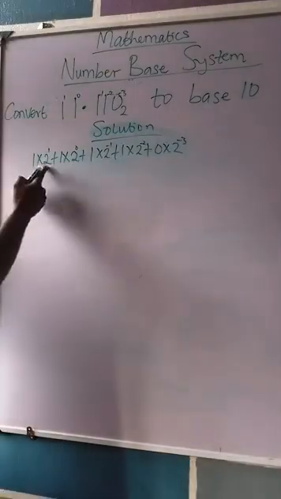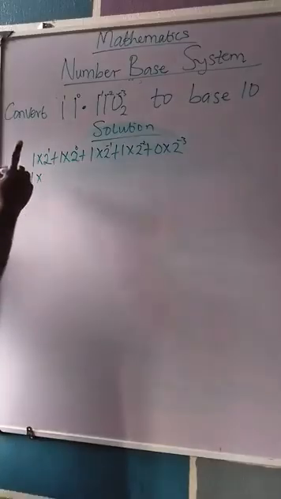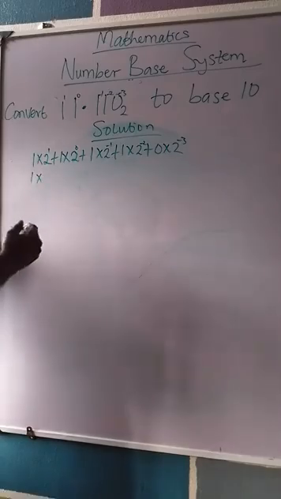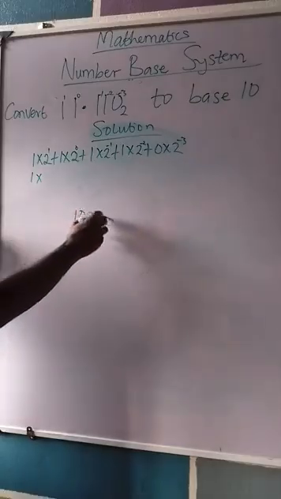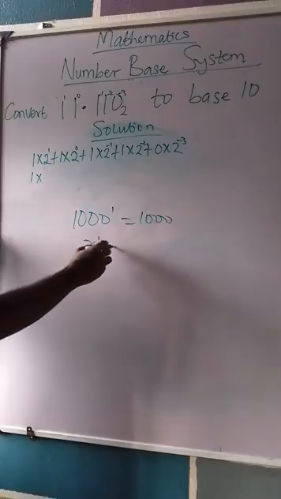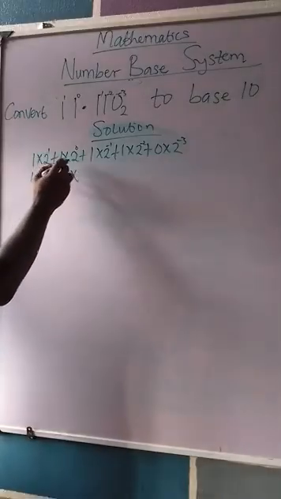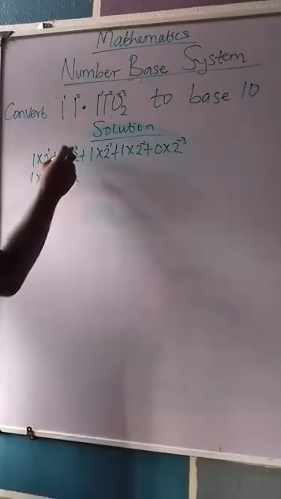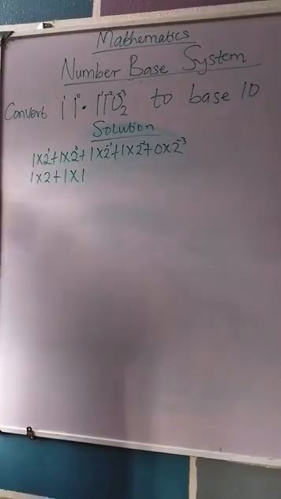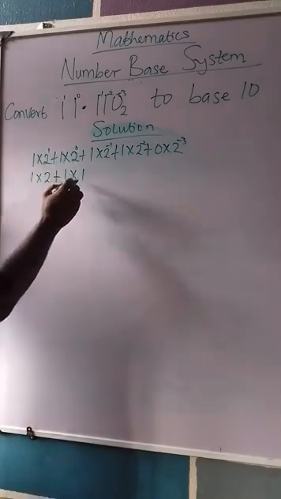So what are you supposed to do next? Now listen. You work on the exponential first. So 1 times 2 raised to power 1 is what? Is 2. Anything raised to power 1 is that same thing. If I have 1,000 raised to power 1, it is equal to 1,000. If I have x raised to power 1, it's equal to x. So 2 raised to power 1 is 2, plus 1 times 2 raised to power 0. 2 raised to power 0 is 1. Any number raised to power 0, apart from 0, is 1. So you put your plus.